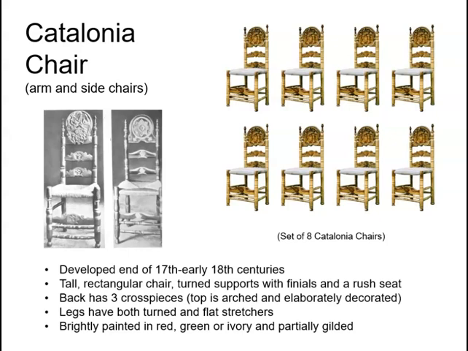So here we're seeing a set of 8 of exactly the same chair. But you notice that many of the Catalonia chairs have very different designs, so they will all be very uniquely designed. And sometimes we will see them brightly painted in red, green, or ivory, and some will also have partial gilding. This chair was named after the Catalonia region, which is in northeastern Spain.